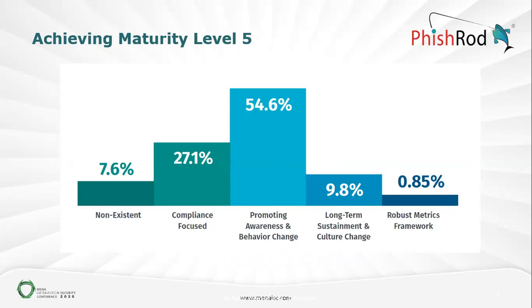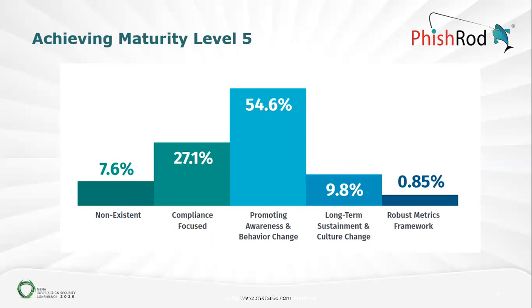This is where mostly banks lie, where the regulator pushes them for a lot of awareness content. 54%, the highest ratio, was at level 3. Only 9.8% of the organizations were assessed at level 4. But have a look at level 5, where only 0.85% of organizations stand.